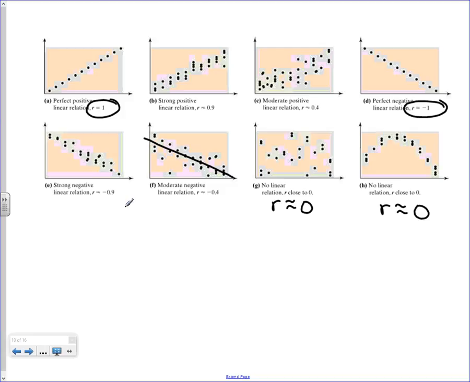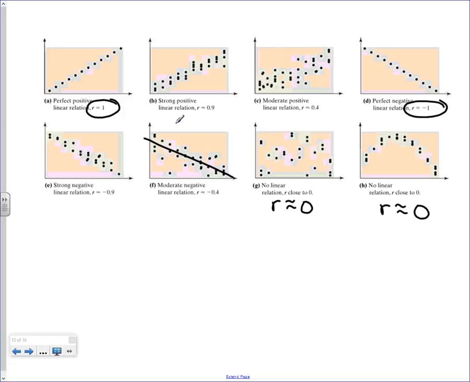Here's looking at some scatter plots and trying to look at what the R values would be. So you see this one is a perfect positive linear relationship, R equal to 1. All of them fall exactly on that line. This is R equal to -1. So those are kind of our two endpoints. Everything else is going to fall in between there. These are more like what you would find in a real life situation, R equal to 0.9. So they're very close to a line. This is R equal to 0.4. You see that linear relationship, but it's fairly weak, okay?